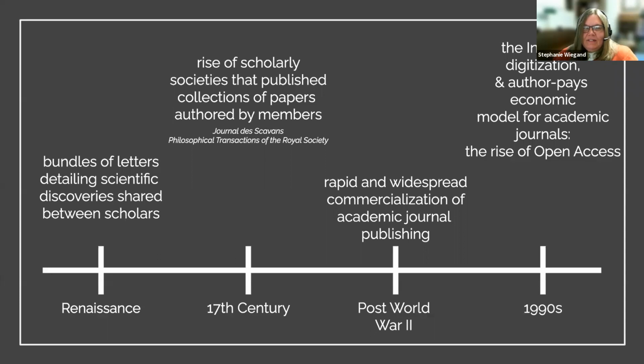So the past 30 years have once again revolutionized how we get information through scholarly journals. The creation of the internet and the evolution of digitization made this new economic model for scholarly journals possible: open access journals, where the author instead of the reader pays for publication.